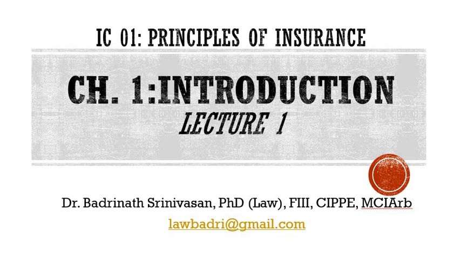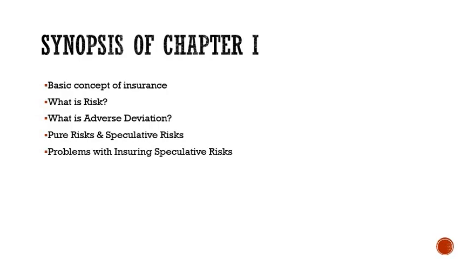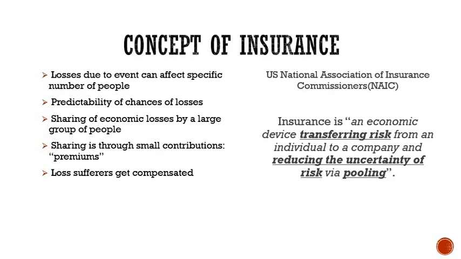Now, coming to this lecture, first we deal with loss. Loss due to an event can affect a specific number of people. The chance of losses can be predicted to an extent based on experience of the past. With the advent of computers, data, statistical modeling, and recently AI, the predictions have become more and more robust. These aspects have enabled creation of insurance, where the economic loss of a limited number of persons would be shared by a large group of persons.